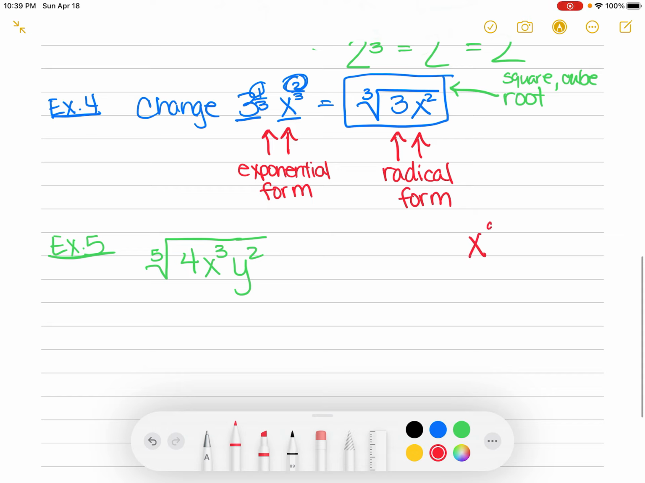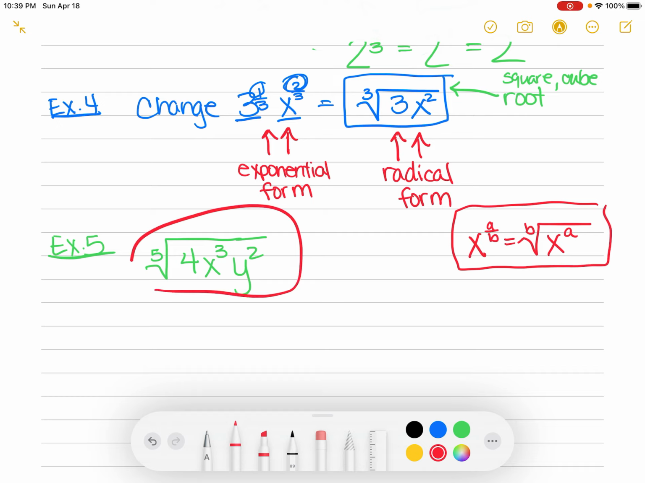So it said x to the a over b is the same as the b root of x to the a power. Okay, so now let's look at this and let's translate this. So I'm going to start with the 4, and all the 4 has with it, it doesn't have an exponent on the top, or it doesn't have an exponent here, so we're going to write that as 1. And then the bottom of the exponent is this, right, the fifth. So this is 4 to the 1/5 power. Then let's do the next one, x to the third.